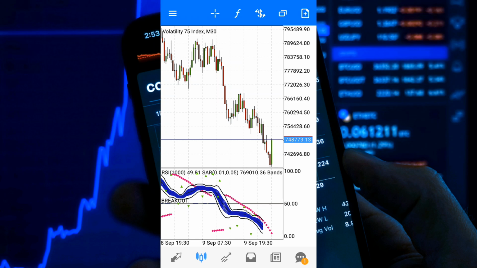Today I'm going to show you another new perfect strategy that works. I can say it works on all of the volatilities. I'm going to show you how to align this strategy with support and resistance so that you get a more perfect entry for those scalpers.